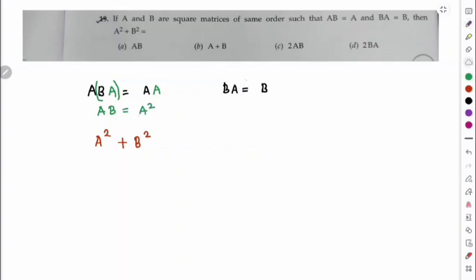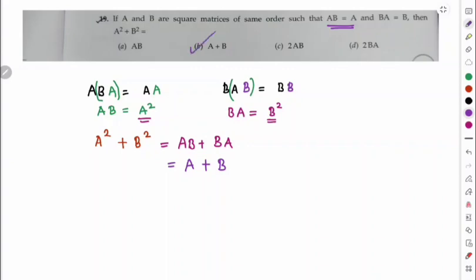Multiply B as a post multiplier here. So what is this? That's nothing but BA is equal to B square, right? So we got A square and B square, just add AB plus BA. So what is AB? Given the question, A. What is BA? B. So what is the answer? A plus B, right?